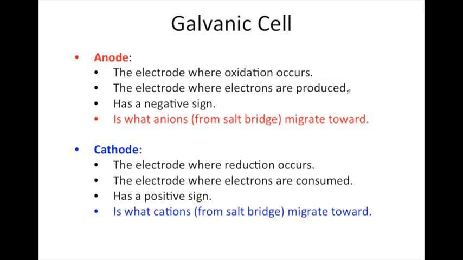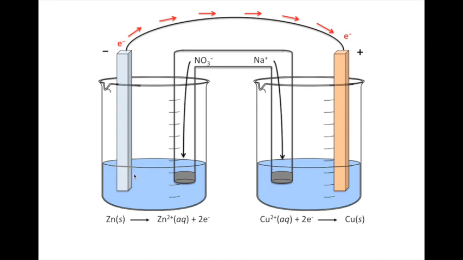So let's look back at our definitions here. We can add one other thing to it. The anode is what the anions from the salt bridge migrate towards. And the cathode is what the cations in the salt bridge migrate towards. So this is where the anode and cathodes actually come from. Anions flow towards the anode, and cations from the salt bridge flow towards the cathode. So be sure you're familiar with these terms.